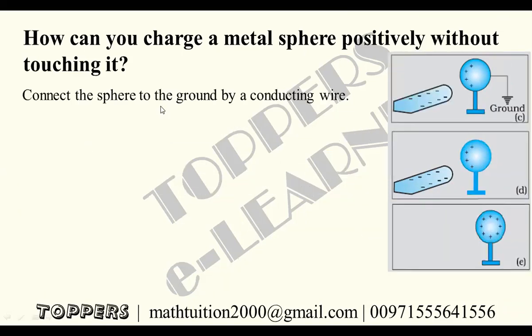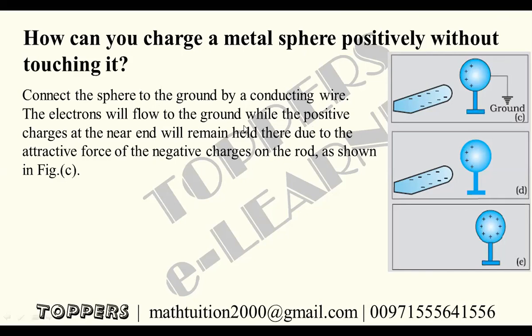Now connect the sphere to the ground by a conducting wire. See, using a conducting wire, we are earthing it. So electrons will flow to the ground, while the positive charges at the near end will remain held there due to the attractive force of the negative charge on the rod as shown in figure C. So all the negative charge has flown to the earth. But what happened? This positive charge will remain here due to the presence of this source negatively charged body which we brought near to this metallic object.